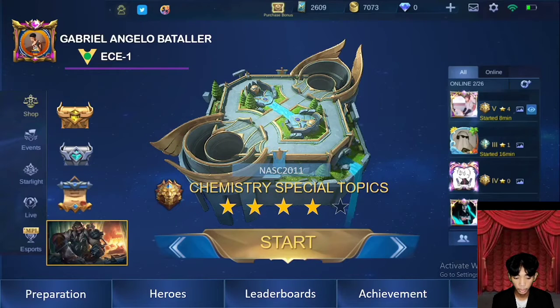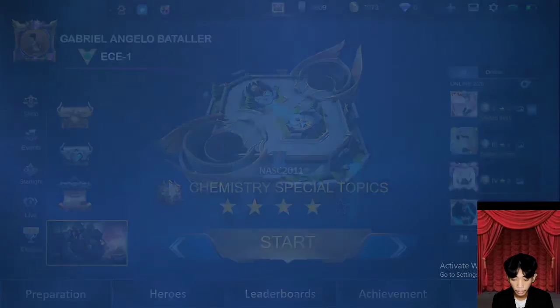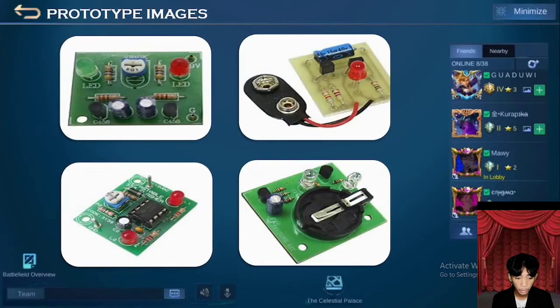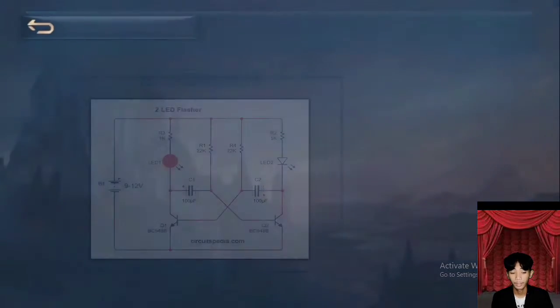This is for the requirements for Chemistry Special Topics, NASC 2011. In this slide you can see the prototype images, and you can see the capacitor, resistor and LED, as well as a transistor. Based on these images, you can have an idea of how the capacitor-resistor network works, or maybe not. So let's discuss it.